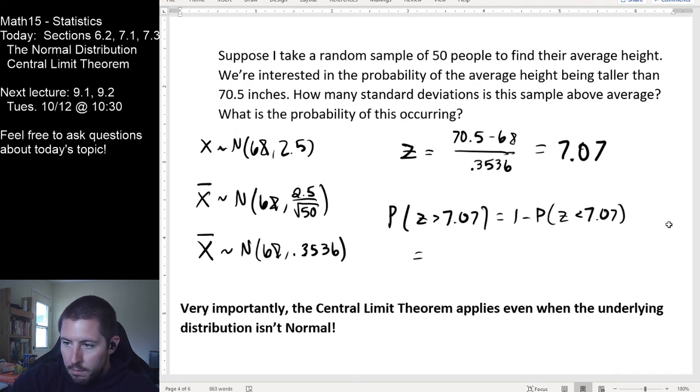The probability that Z is greater than 7.07 is equal to 1 minus the probability that Z is less than 7.07. We're going to do this as equals NORM.S.DIST, for standard, because we're in Z. It's going to want our Z value, 7.07. Cumulative is going to be true, always. And look at this, it's literally just telling me 100%.